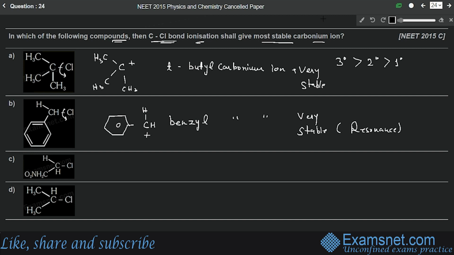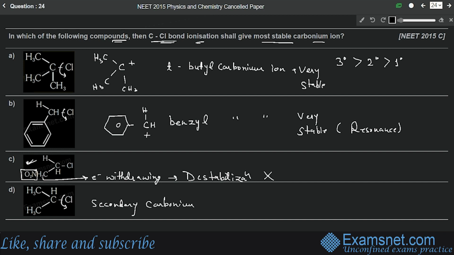In the third one, we have NO2 group. Okay, we know that nitro group is electron withdrawing in nature. So instead of stabilizing the carbonium ion, it will destabilize the carbonium ion. So this is not at all stable. Then in the last one, we'll get a secondary carbonium ion. So secondary carbonium ions are less stable than the tertiary carbonium ion. Okay, this is also less stable.